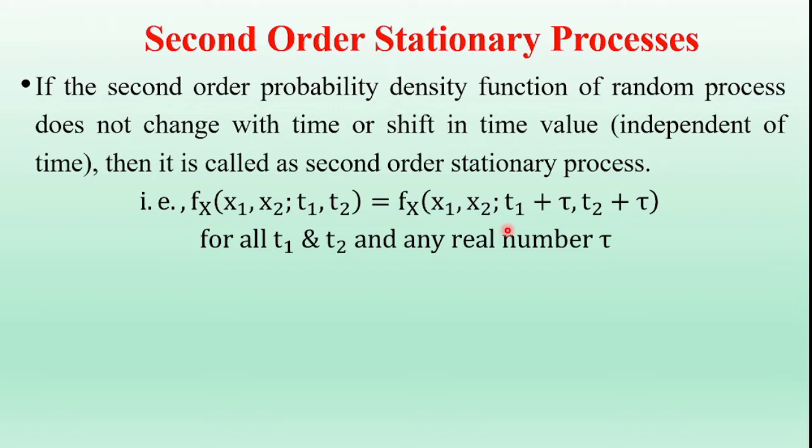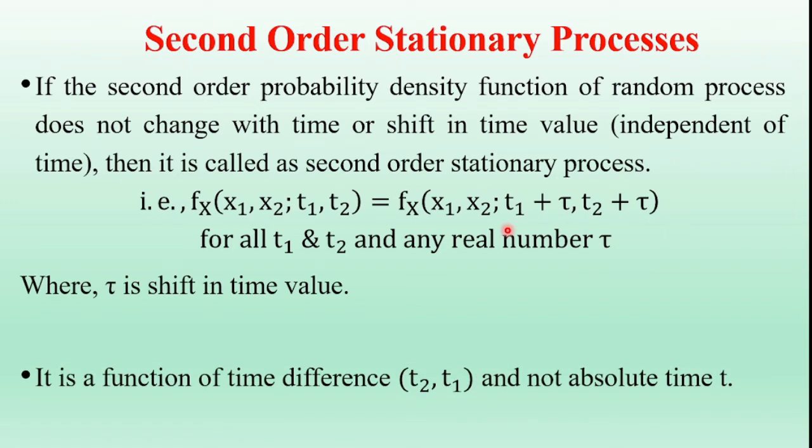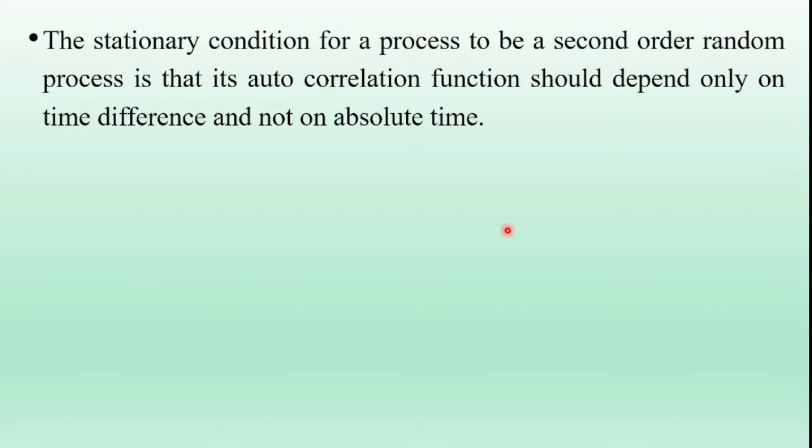A second order stationary process is also a first order stationary random process, because the second order density function determines the lower order, that is, the first order density function. So it is a function of the time difference t2 minus t1 and not of absolute time t. The stationary condition for a process to be second order stationary is that its autocorrelation function should depend only on time difference and not on absolute time. So the time difference is t2 minus t1, which is equal to tau.